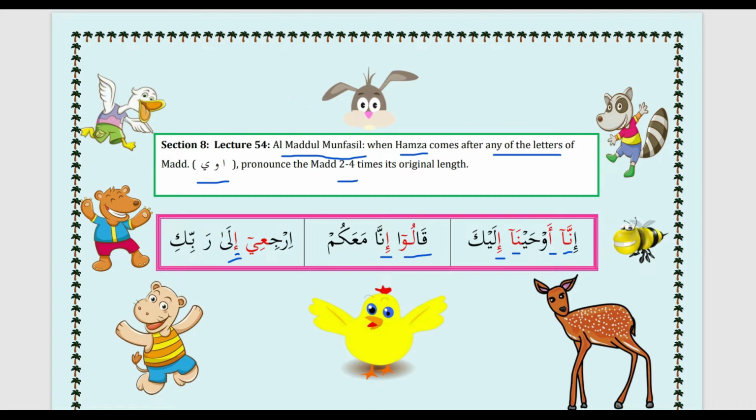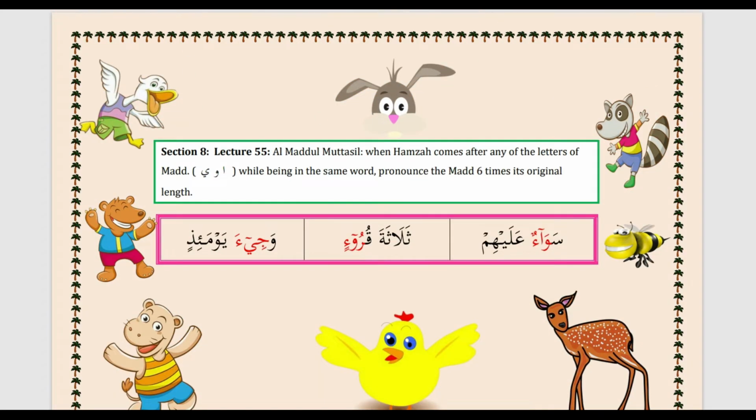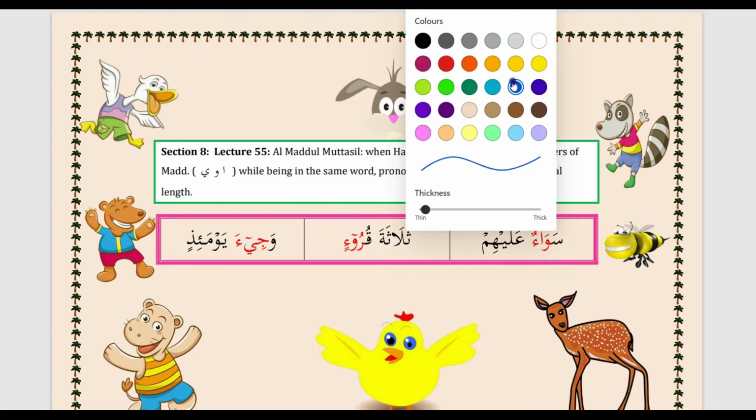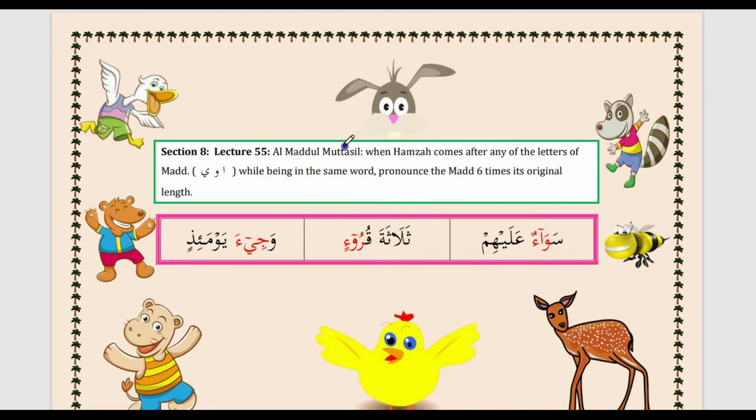The next mad is called al-maddul muttasil. Okay? And al-maddul muttasil happens when hamza, now we're dealing with hamza, comes after any of the letters of mad. The letters of mad are alif, waw, and ya. Here, when hamza appears after any of the letters of mad while being in the same word, this is very important.